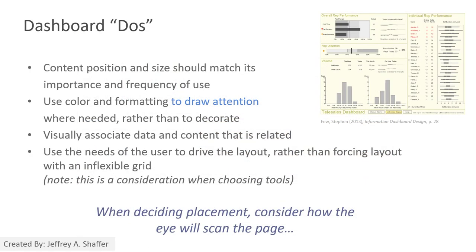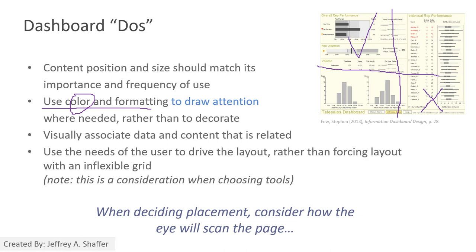Okay, so when we are going to create a dashboard, just keep those principles in mind: the content and also size should match its importance and frequency of use. Normally we can divide a dashboard into four regions, and this is the most important part, and this is the least important part. We should use colors and formats to draw attention, especially keeping colors consistent. For the same type of data, we should use the same colors. Also we should visually associate data and content that are related. If two charts are logically related, we should put them together. And user needs should drive the layout rather than forcing a layout with an inflexible grid.